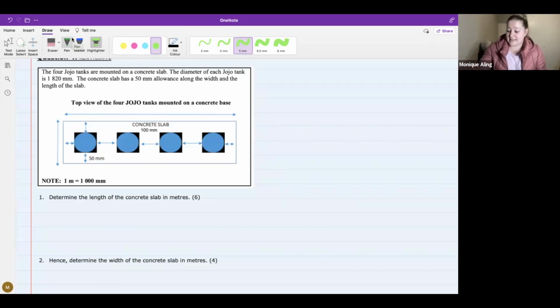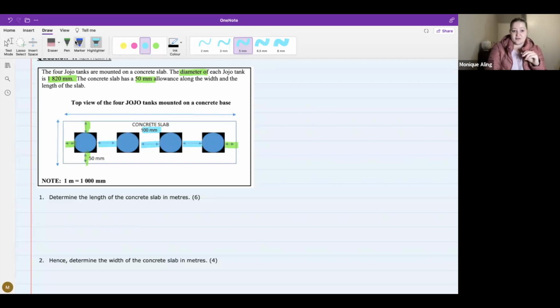Okay, so they told us the diameter of each JoJo tank is 1,820. They told us that there is a 50 millimeter allowance. So that 50 millimeter allowance are these arrows over here. So along the width and the length. Okay, and then on the picture, they've also indicated that the gap between the JoJo tanks is 100 millimeters. There's a lot of measurements given to us in the question as well as the picture.